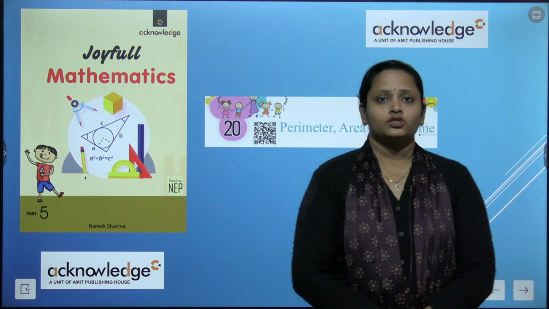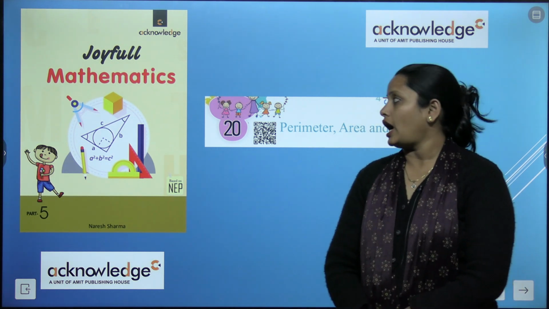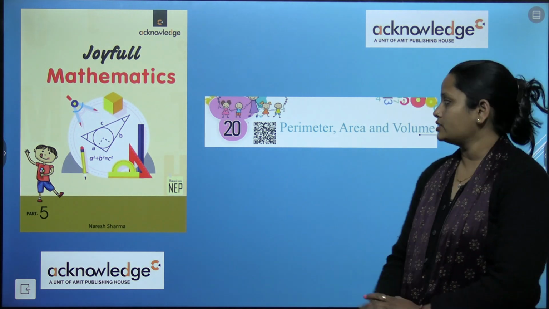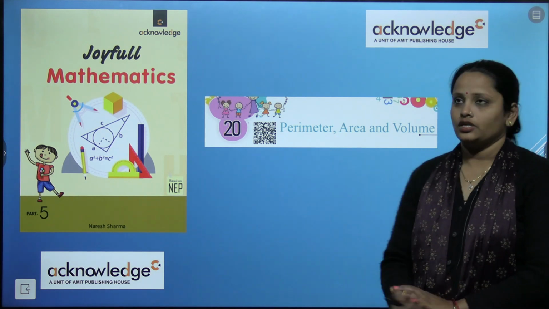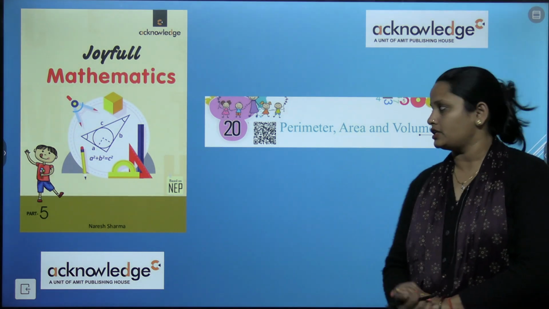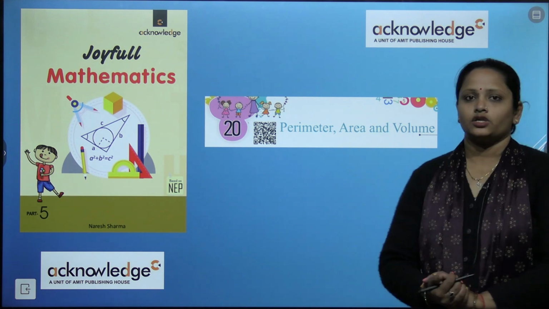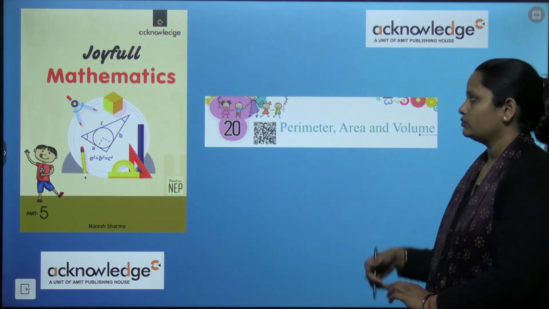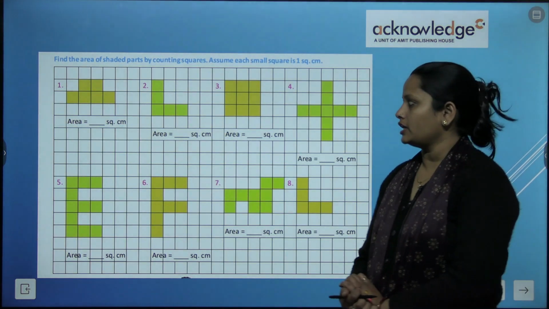Children, this is your book, Joyful Mathematics, and we are doing chapter number 20. The name of the chapter is Perimeter, Area and Volume. So here, let's start this chapter.